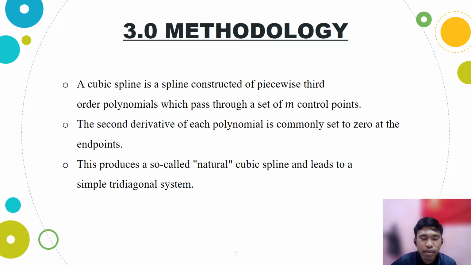Now I will explain about a cubic spline. A cubic spline is a spline constructed of piecewise third-order polynomials which pass through a set of m control points. Next, the second derivative of each polynomial is commonly set to 0 at the endpoints, since they provide boundary conditions that complete the system of m minus 2 equations. This produces a so-called natural cubic spline and leads to a simple tridiagonal system, which can be solved easily to give the coefficients of the polynomials.